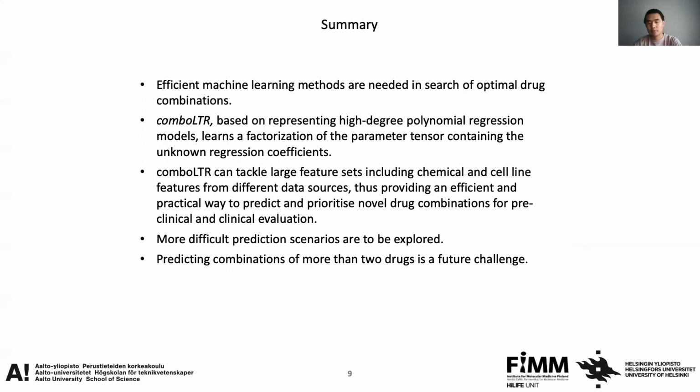And more difficult prediction tasks, such as predicting novel drugs or cell lines outside of the combination tensor, are still to be explored. Auxiliary features might play a more important role in those prediction tasks. Besides, predicting combination responses with more than 2 drugs is also exciting and clinically meaningful. But due to the lack of enough training data, it still remains a future challenge.